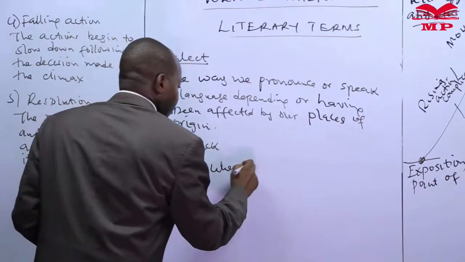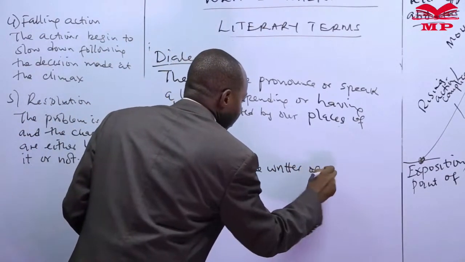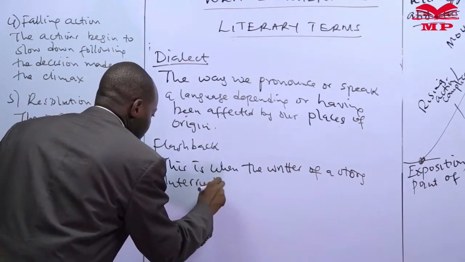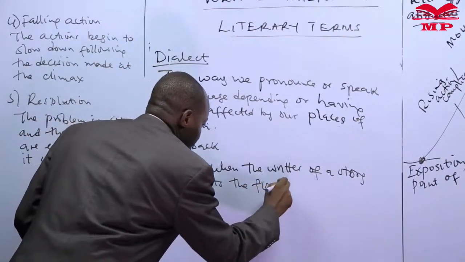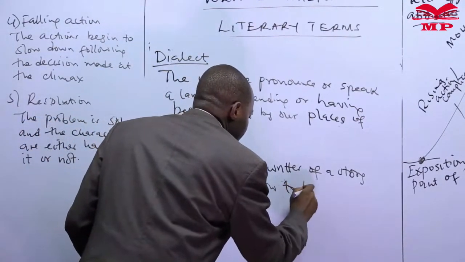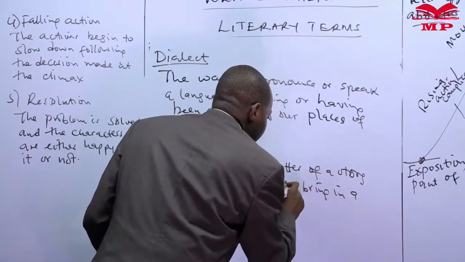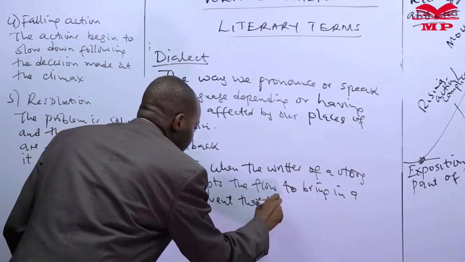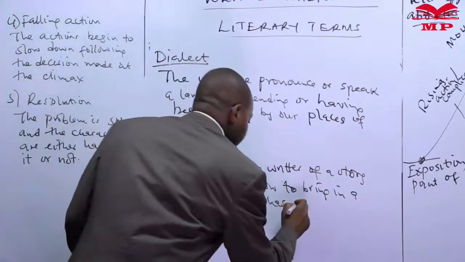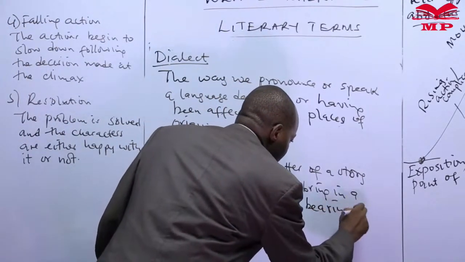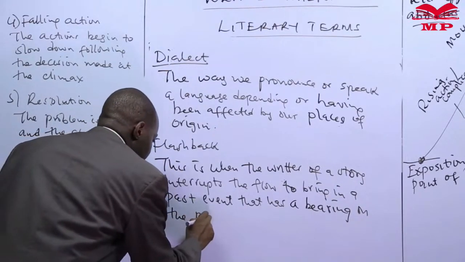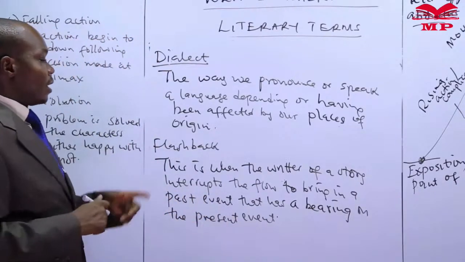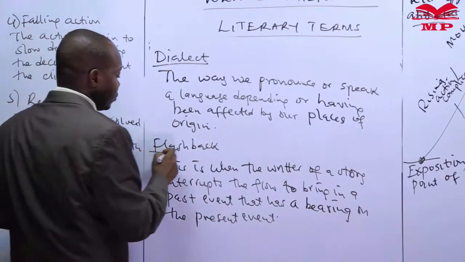When the writer of a story interrupts the flow to bring in a past event that has a consequence or a bearing on the present event, that is a flashback.